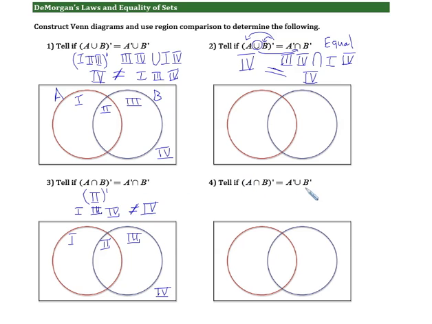And let's try our last one. We have the complement of A intersects B, which we did on this side. So that was 1, 3, and 4. Then we're going to compare it to A complement union B complement, which was right up here.